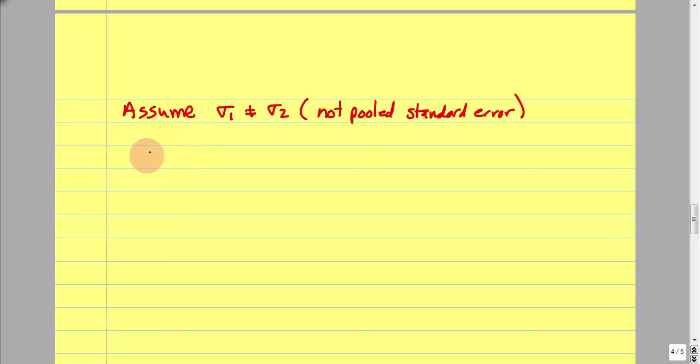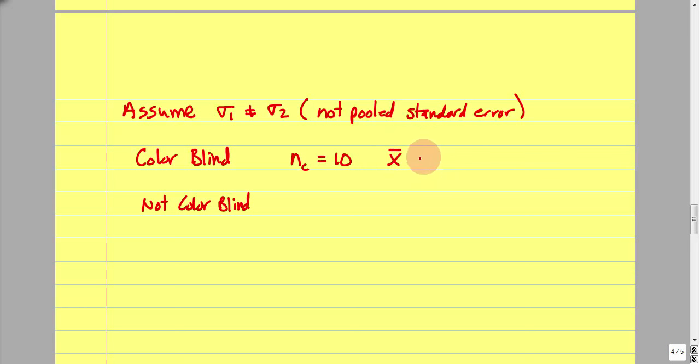So let's go ahead and look at two groups. Our first group is colorblind, and our second group is not colorblind. So our first group, we have a sample of size 10. So I'm going to call this N sub C for colorblind, sample of size 10. The average here for this particular group is going to be 0.32. And that's going to be X bar sub C for colorblind. And then we'll also have the standard deviation of the colorblind group, and that's going to be equal to 0.92.